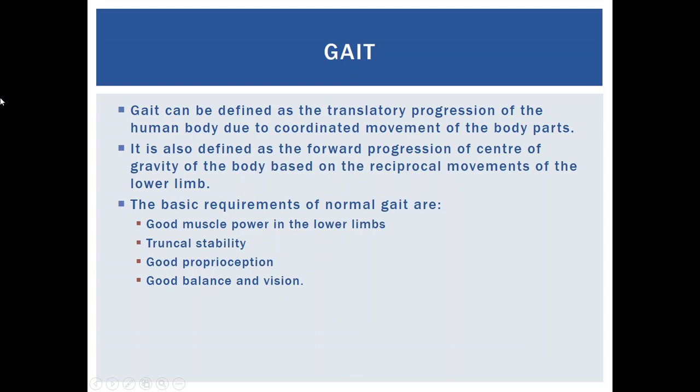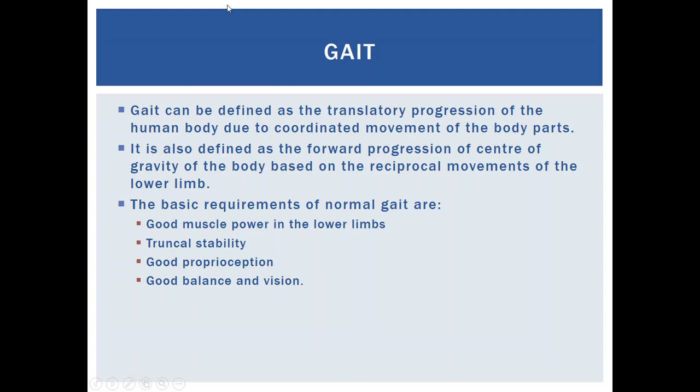Now gait can be described or defined as the translatory progression of the human body due to coordinated movement of the body parts. In simpler words, gait means walking. Yeah, I know, we like to make our lives complicated, don't we? It is also defined as the forward progression of the center of gravity of the body based on reciprocal movement of the lower limbs. So, progression of the center of gravity of the body while we are walking. Like reciprocal movement of the lower limb means walking, right?